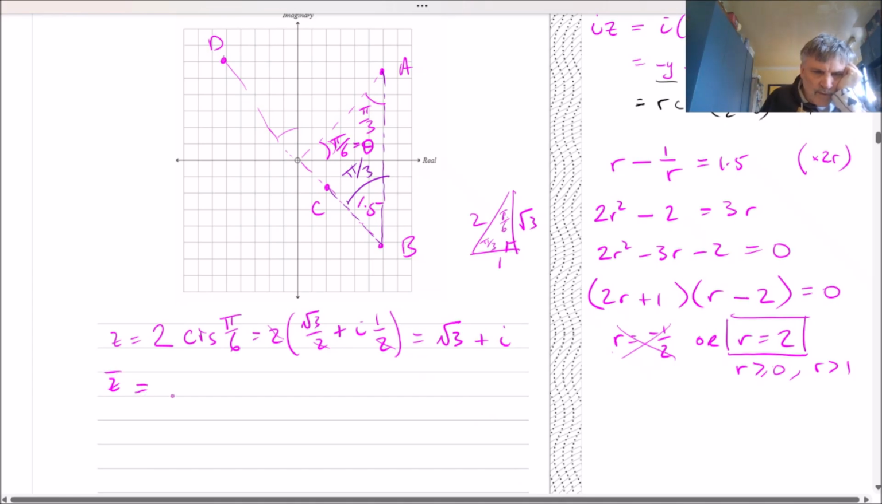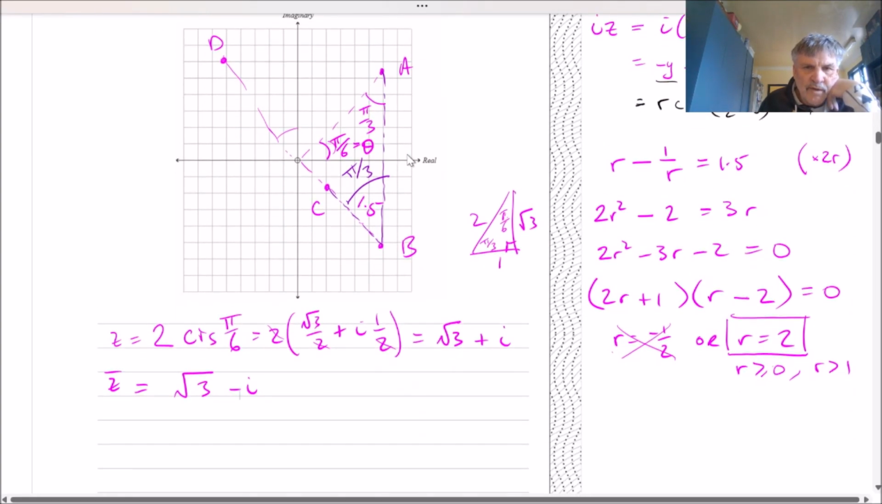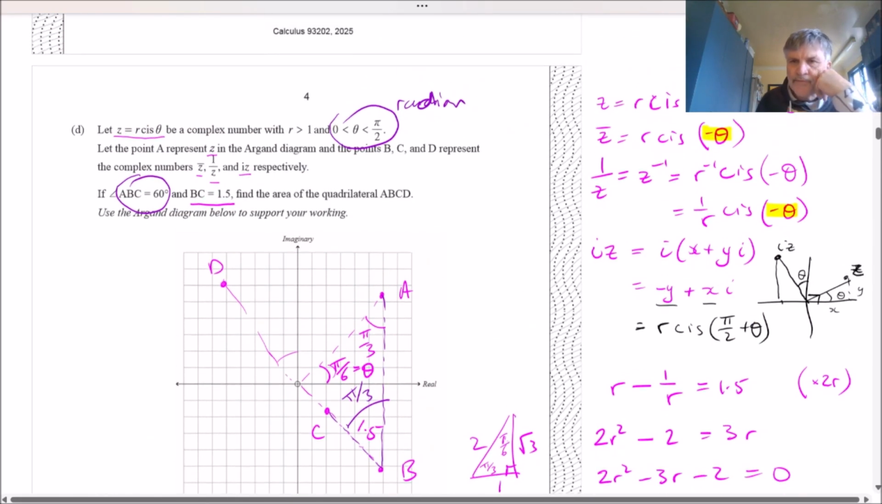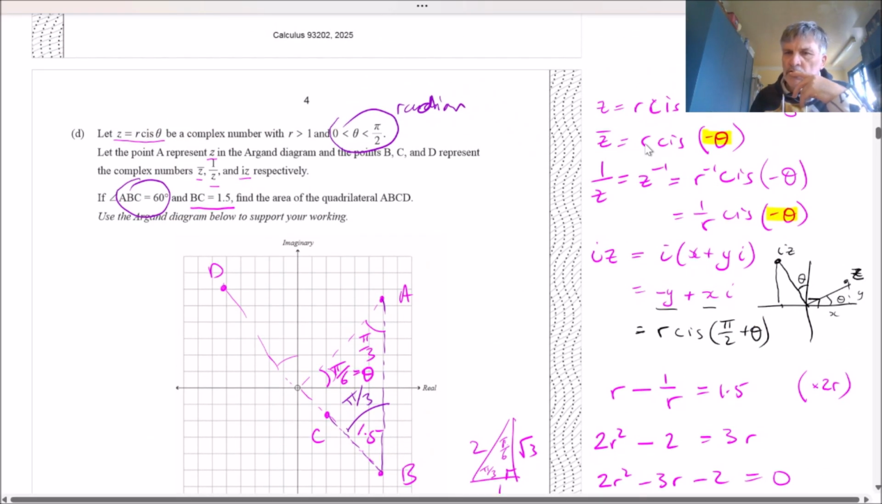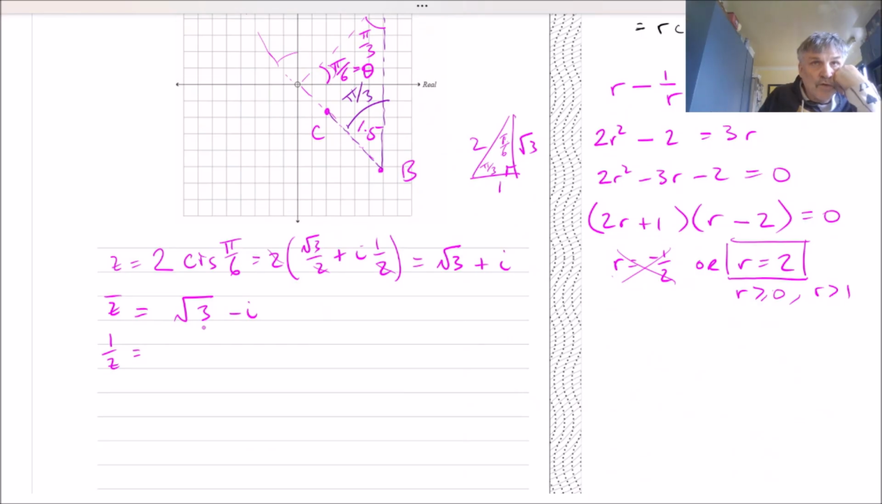Z conjugate, we could go through the same process, but we know that the conjugate is just changing the imaginary part to its negative. 1 over Z. We've got R is 2 here and a half here for the modulus, and they've got the same argument, so the modulus here is a quarter of that modulus. So, to get a quarter of the modulus, we just take a quarter of each term.